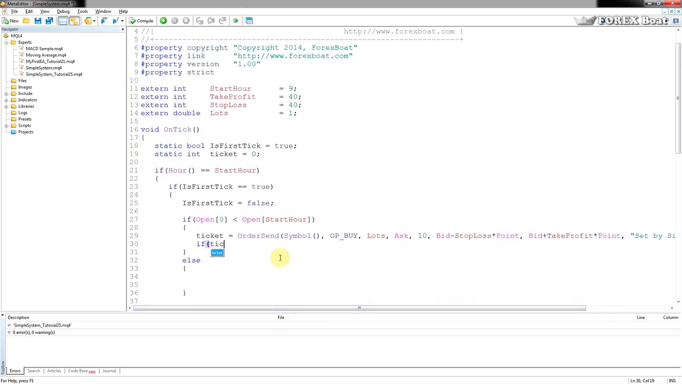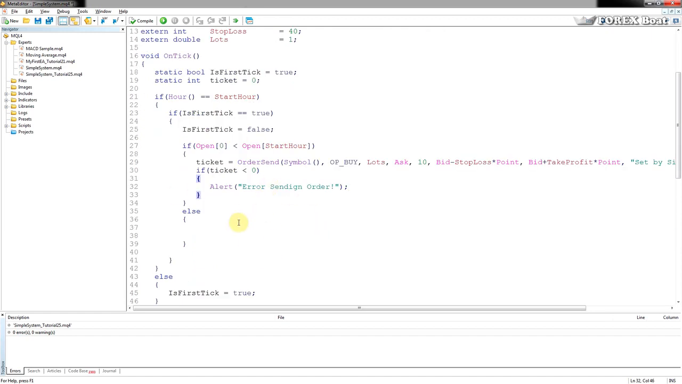So here we'll have a fail-safe mechanism if ticket is less than 0. This is a standard one we've been coding for a while now. Error sending order, exclamation mark, done. So that's our order send for a buy order. Now we're going to do the same for a sell order.